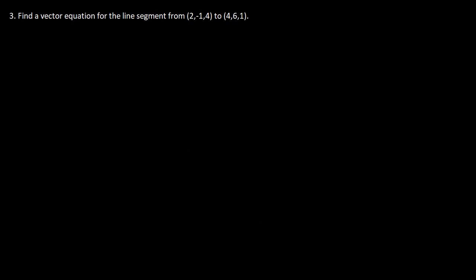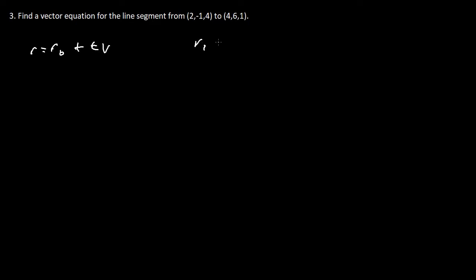So for number 3, let's go ahead and find a vector equation for the line segment from the points 2, -1, 4 to 4, 6, 1. So once again, for a vector equation, the formula is r equals r sub naught plus t times that parallel vector v. So we need r sub naught and we need a vector v. Since the line segment intersects both of these points, we can choose either one to be r sub naught. Let's just go ahead and pick 2, -1, 4 since that's the first one.